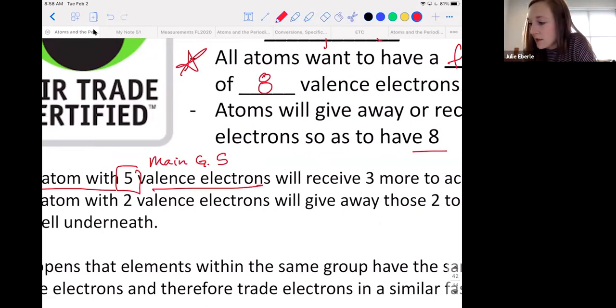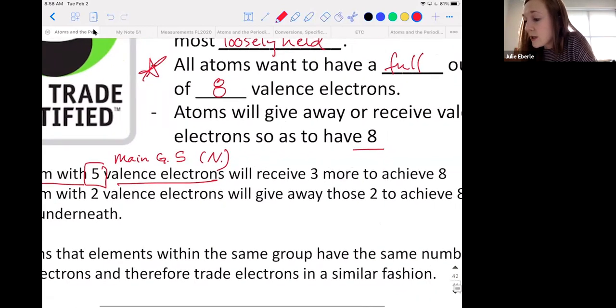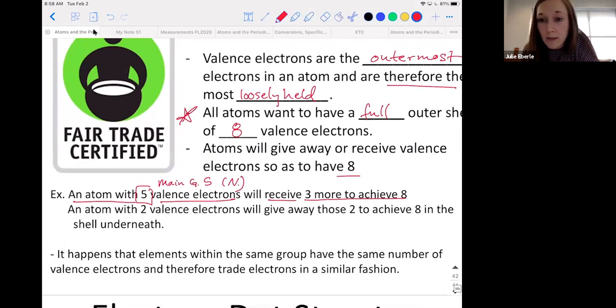This could be nitrogen. For example, this could be nitrogen. This is how nitrogen behaves. It has 5 valence electrons, so what it wants to do is receive 3 more. Once it receives 3 more into the valence, and they're literally added to the valence shell, now it will have 8, and we consider that stable. It's the most stable when it has a full set of 8.